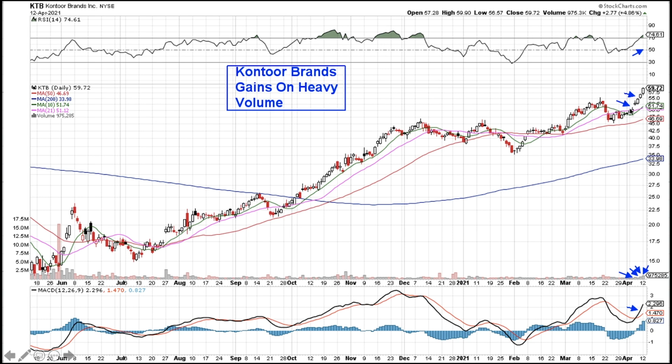So nice volume as the stock continues to advance, and this stock too has had a nice 2-week base breakout as the stock may very well continue to advance given the high volume that is telling you that demand is really there.